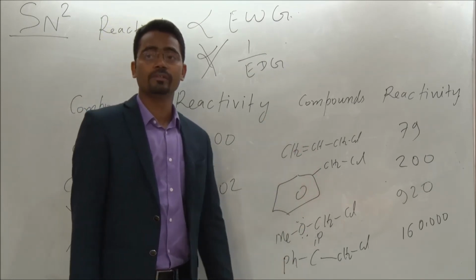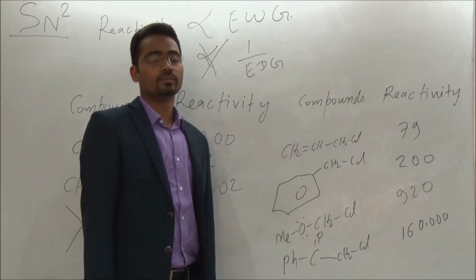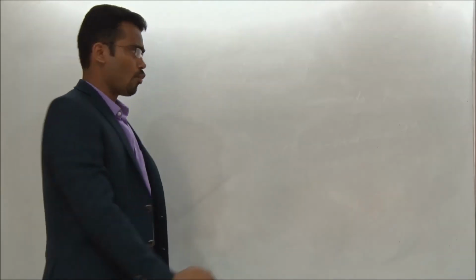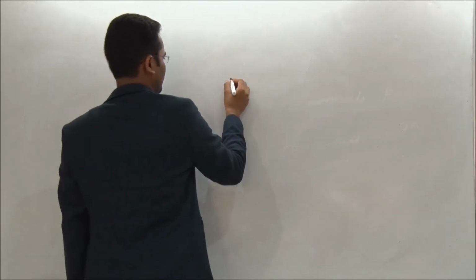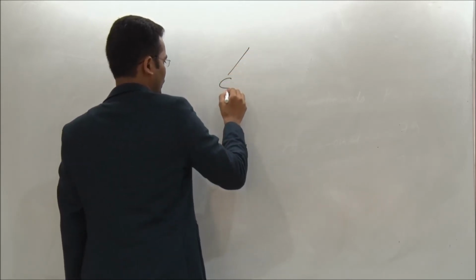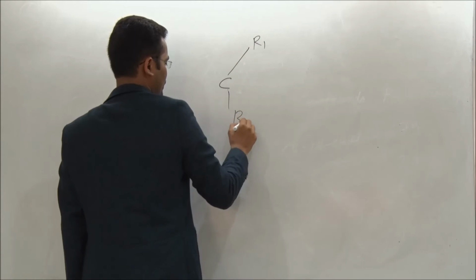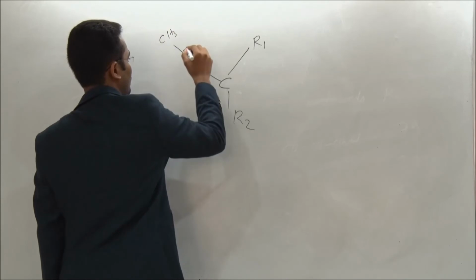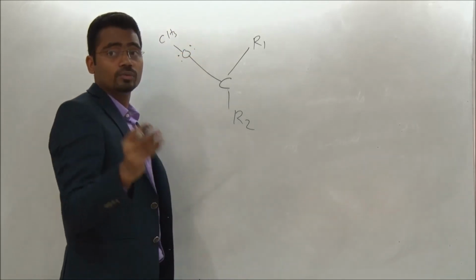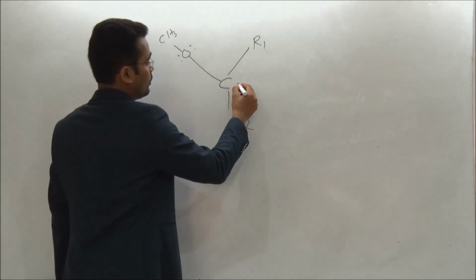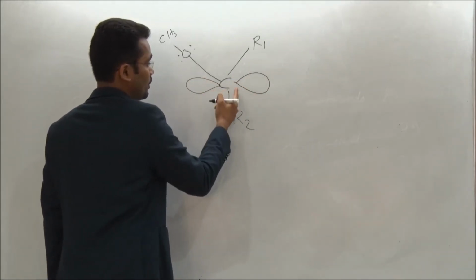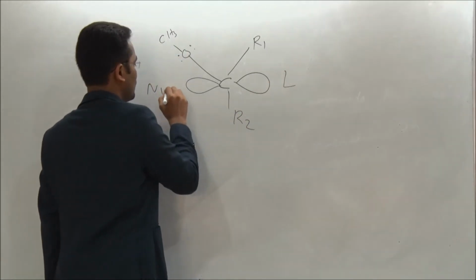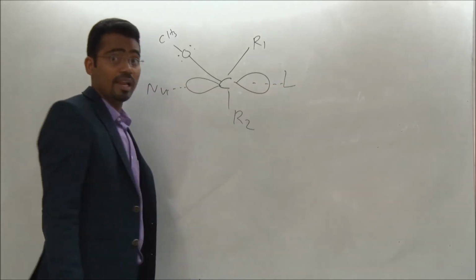And this has been asked in the JEE Advanced exam. Done? So now how does it stabilize the transition state? So we have, see here, a carbon atom. This is R1, this is R2, and here is a group like OCH3. See here. Now, during the transition state, there is a pure p orbital. Yes or no? Here is the leaving group. Here is the nucleophile. There is an interaction. Only interaction. There is no bond.